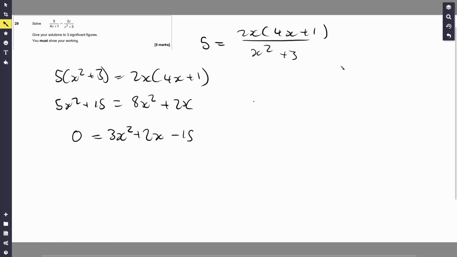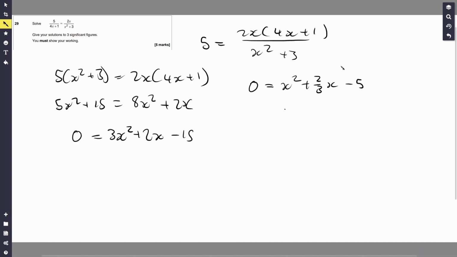The way I like to do it is by completing the square. So the first thing I'm going to do, if I want to complete the square, is to divide everything by 3. It just makes life much easier not having a number at the front of this x squared. So 0 equals x squared plus 2 over 3x minus 5. So I divided everything by 3.